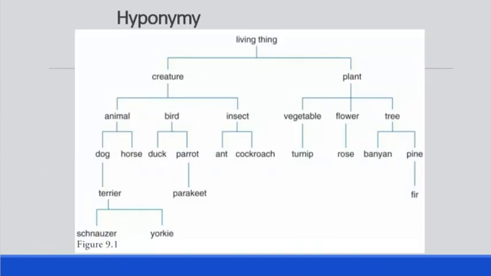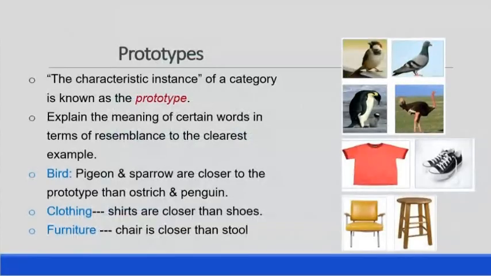Here is another example. You can see there living things is the superordinate, and we have two hyponyms there: creatures and plants. Under the creatures, we have animal, bird, and insects. Under animals, we have dog and horse, and under birds, duck and parrot. Okay, and the others. You can see the examples there later.